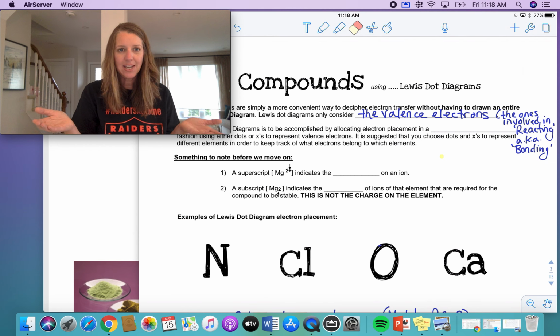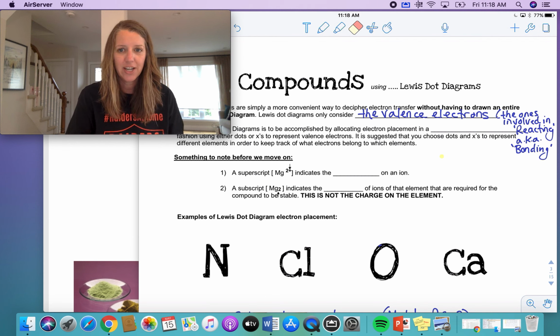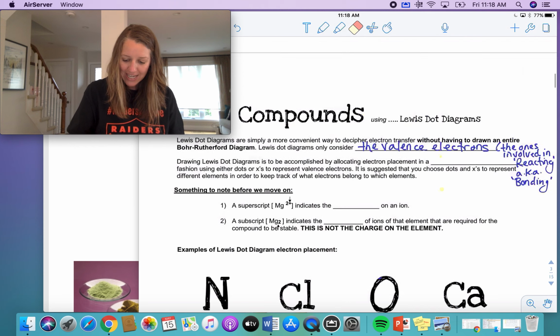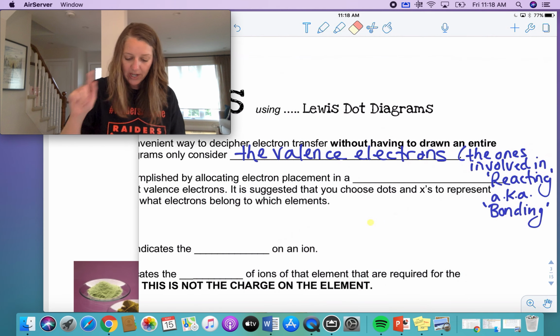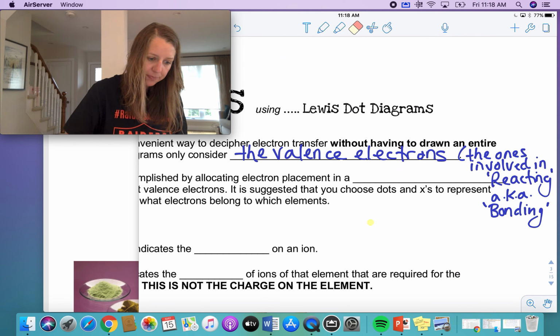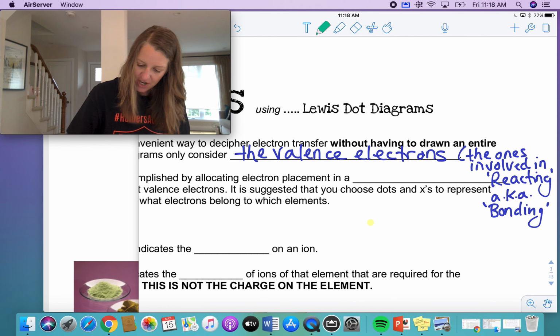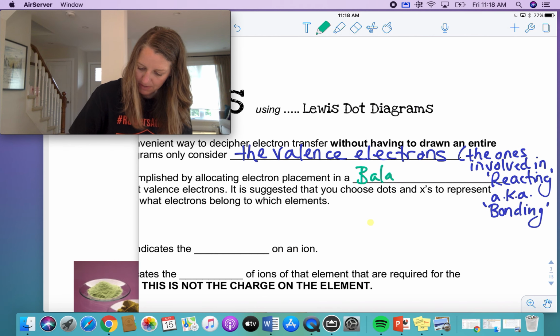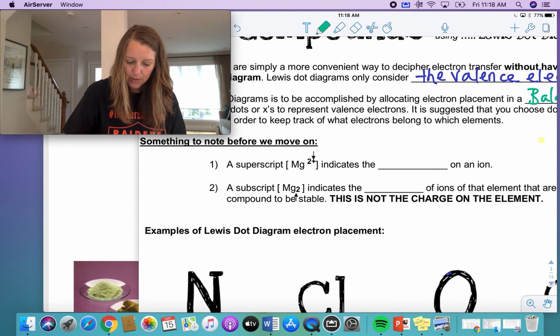If you can't do the easy version, then sure, do all the rough work you need to do from the Bohr-Rutherford diagrams, but you'll eventually want to speed things up, so try to get that understanding away before you need to, okay? We allocate the electron placement in a balanced fashion. Okay, something else to note before we move on.